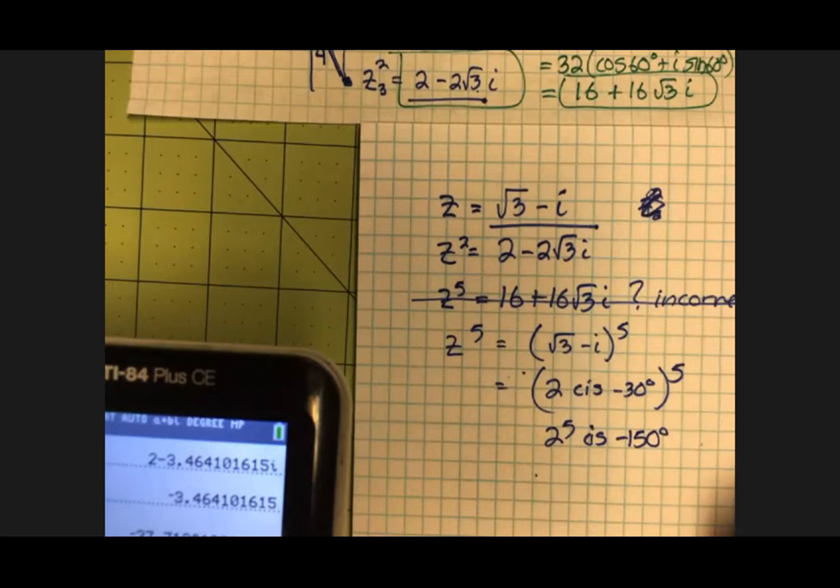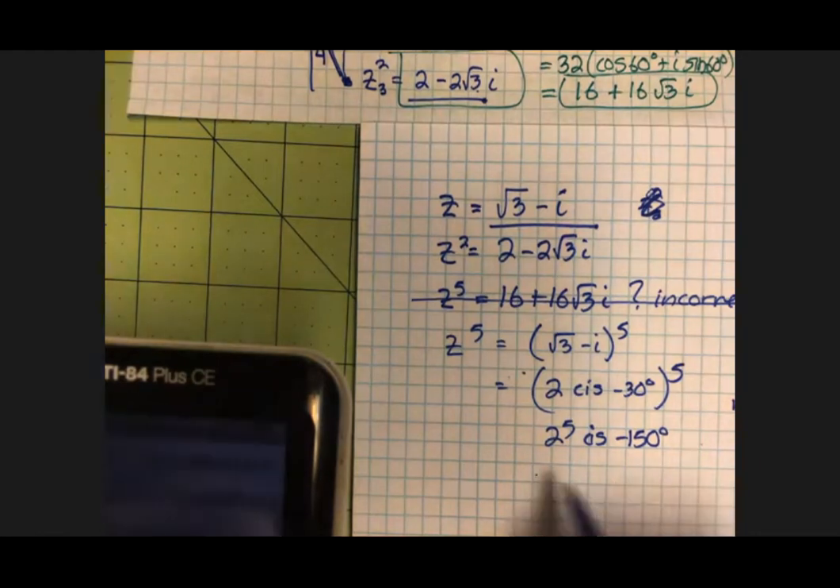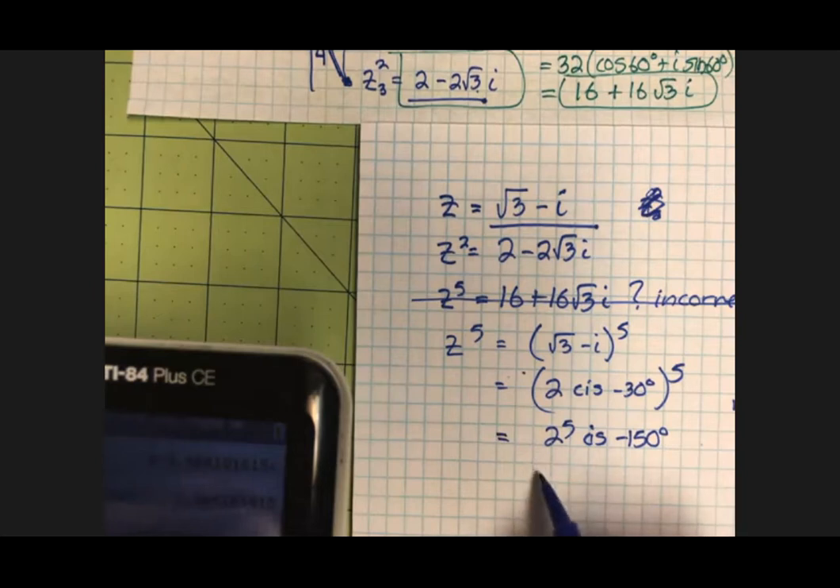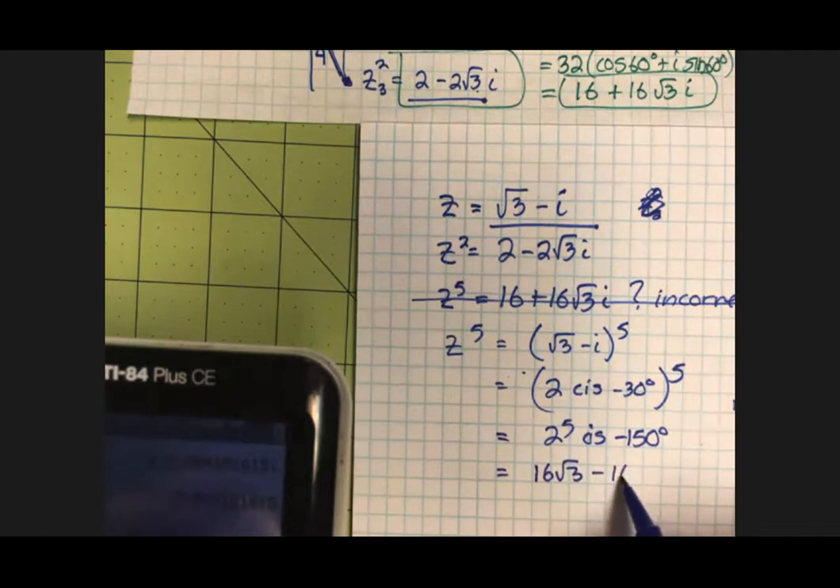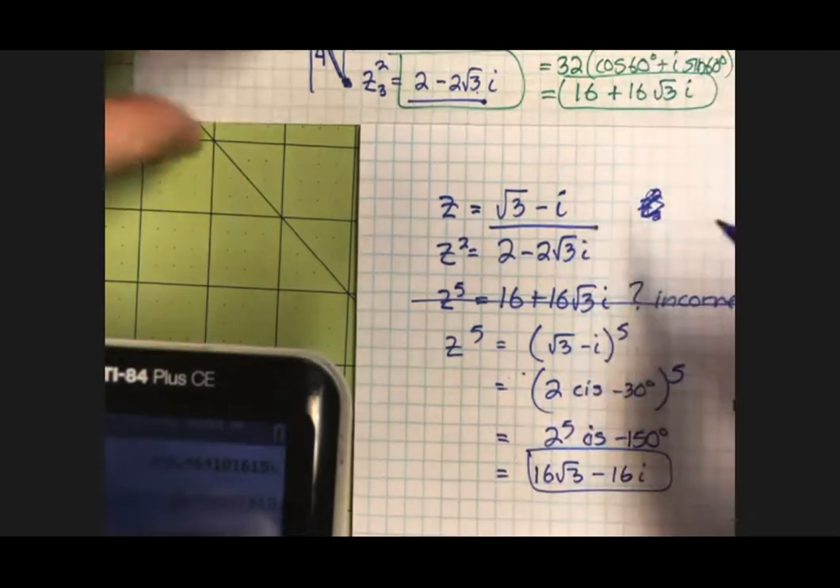So this is 32. This is 16. It's going to be negative in the i direction, and this is 16 root 3. So the proper fifth power here is 16 root 3 minus 16i. That's the correct answer.